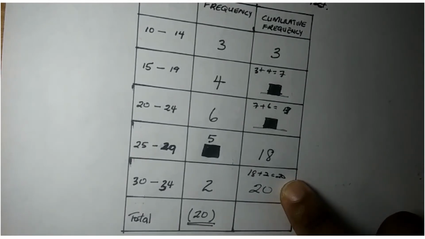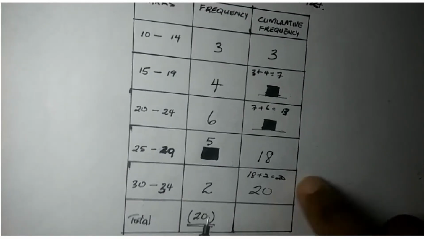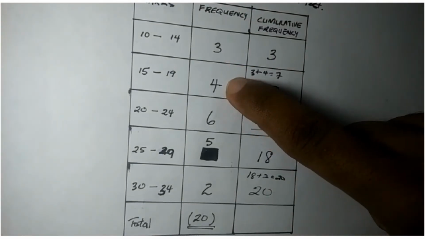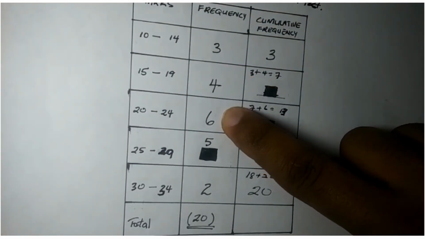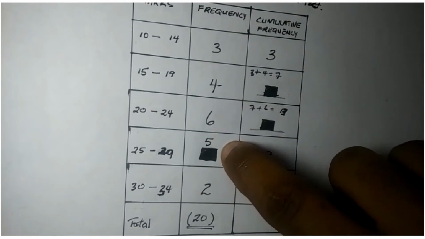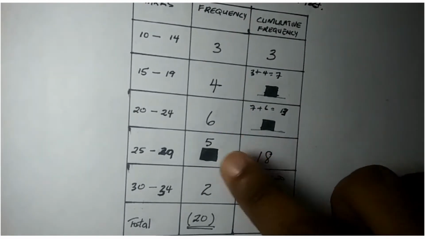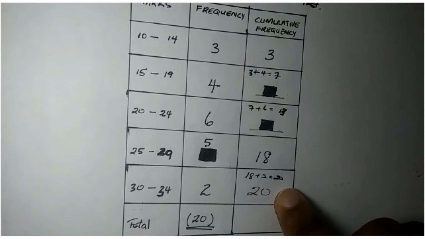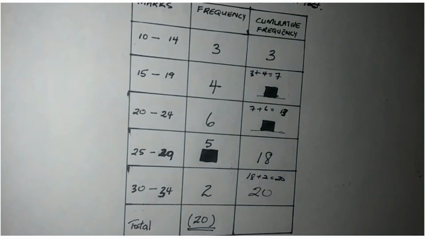And if you want to use the previous method and check it up, go ahead. 3 plus 4, 7. 7 plus 6, 13. 13 plus 5, 18. See the 18 there? 18 plus 2, 20. We're good.